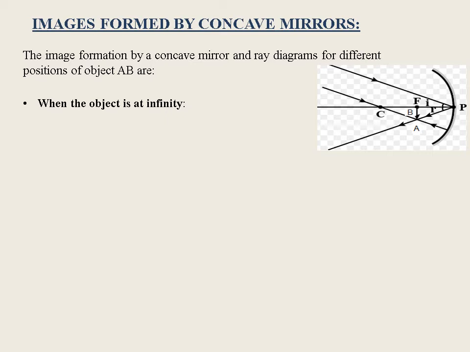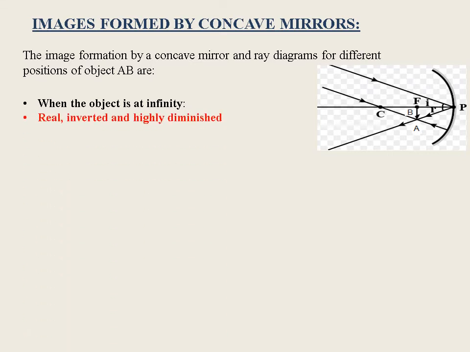one striking the mirror at its pole and the other passing through its center of curvature. The ray incident at the pole reflects at the same angle, obeying the first law of reflection. The other ray will retrace its path after reflection. The two reflected rays intersect each other at the principal focus. So the image AB is formed at the focus and is real, inverted, and highly diminished.